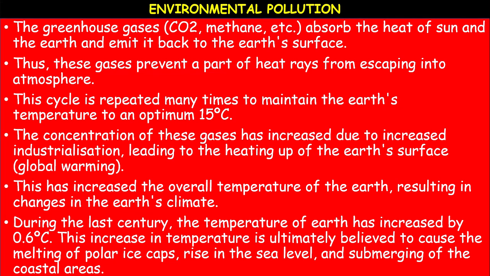This increase in temperature is ultimately believed to cause the melting of polar ice caps, rise in the sea level and submerging of the coastal areas. There are floods and flash floods, and in some places severe floods, in some places severe drought and famine conditions arise due to global warming. It's a major problem we are facing now.